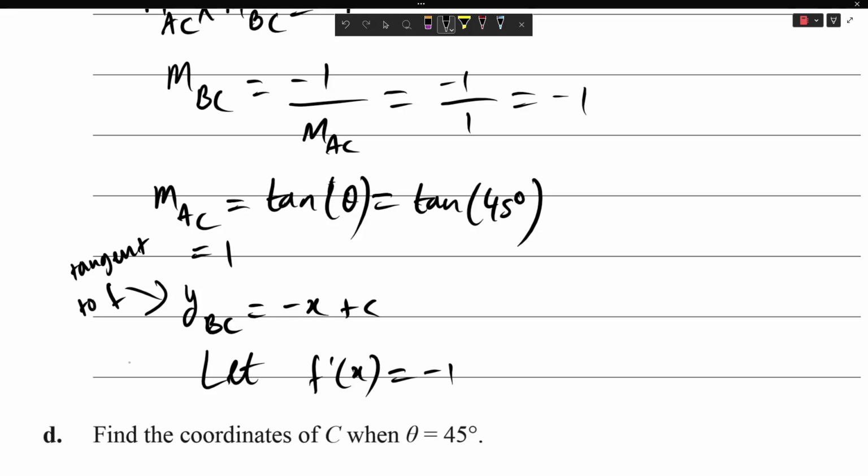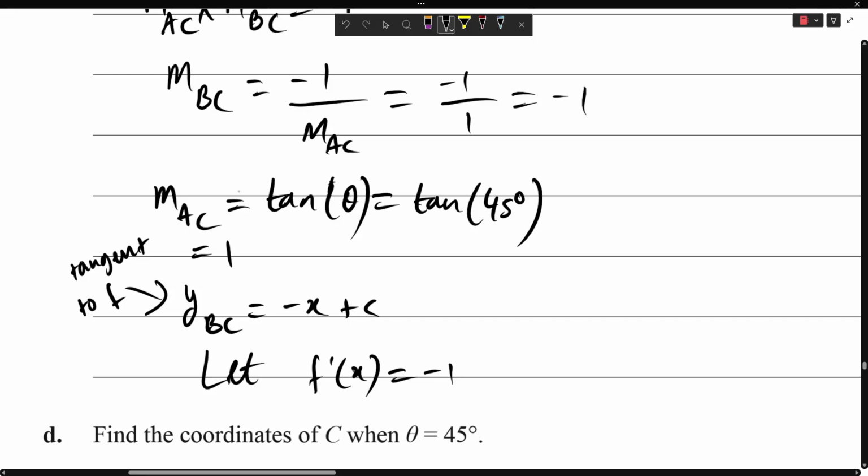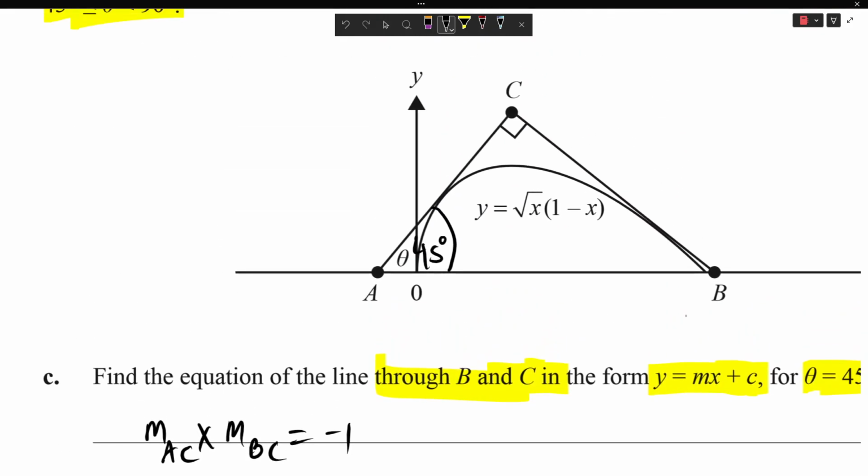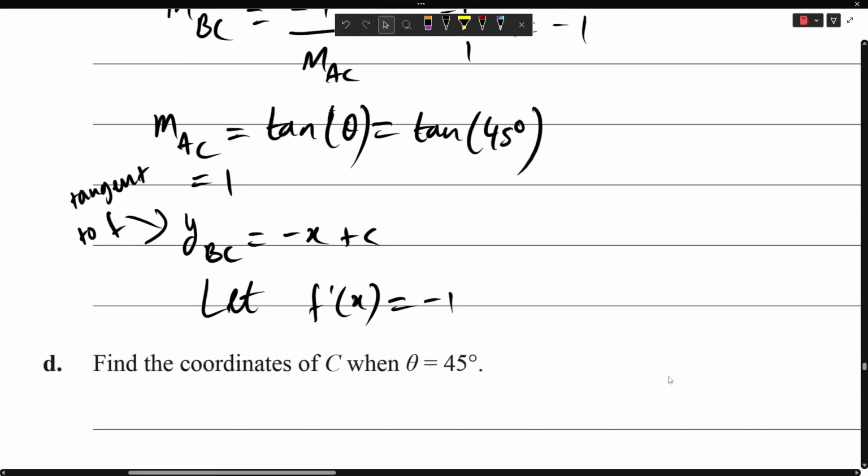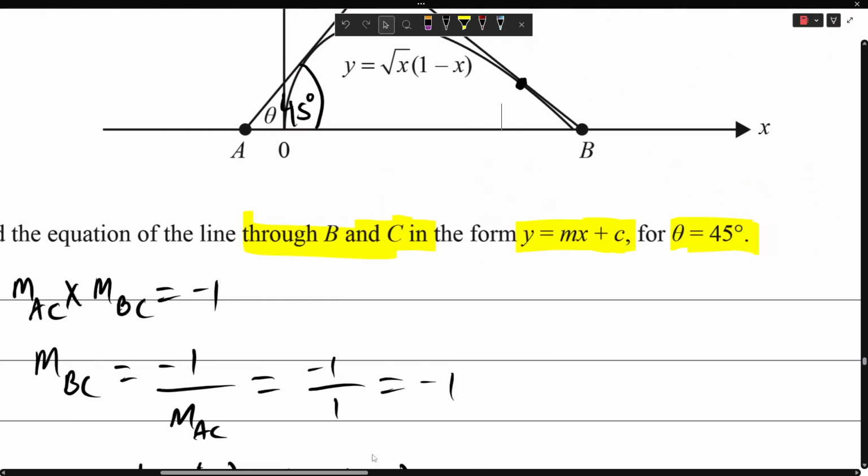Since I just need one more point to find c, I can ask the derivative function for what value of x does the slope of the tangent line to the graph of f equal -1. So you'll be able to find the x-coordinate where BC is tangent to f, and then you'll be able to find the y-coordinate, and you can substitute that back into the line.